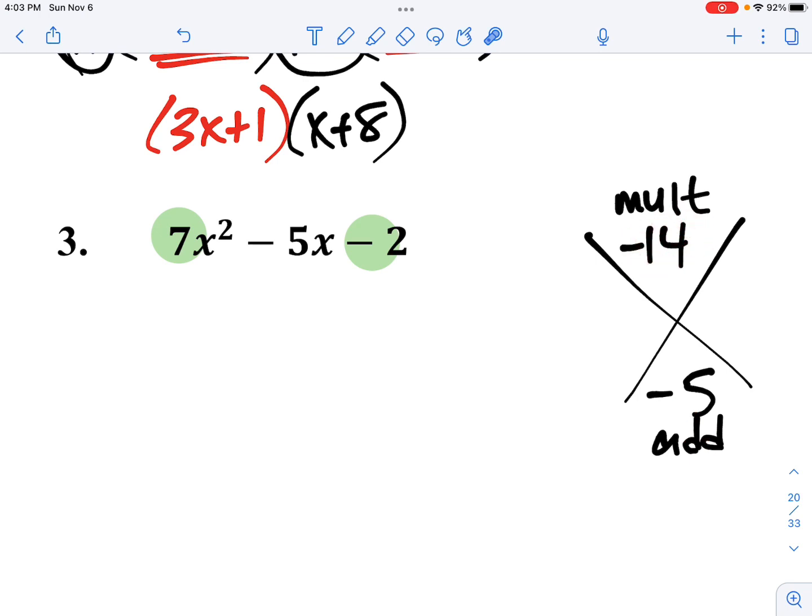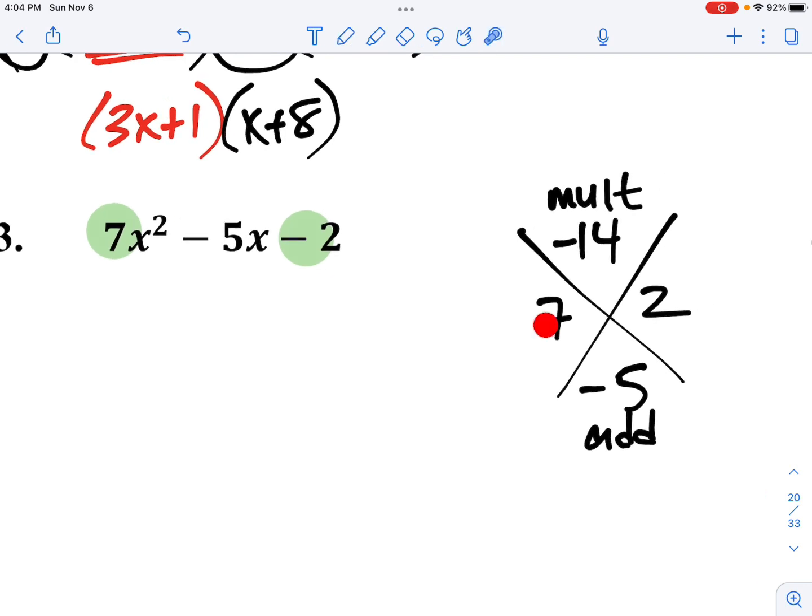Okay, so I got to think of two numbers. What times what is 14? First thing I think of is 7 and 2. Could I put the 2 here and the 7 here? Yes, your work will look a little bit different than mine, but you should get the same answer at the end if you do everything correctly. Okay, so 7 times 2 is positive 14, though. So one of those numbers has to be negative to make negative 14.